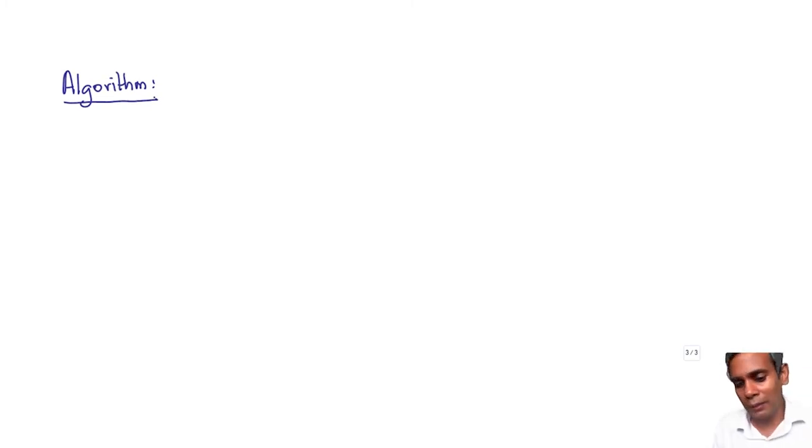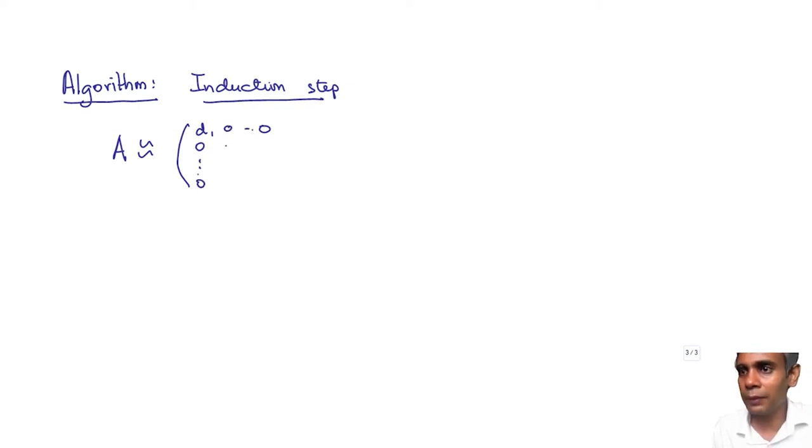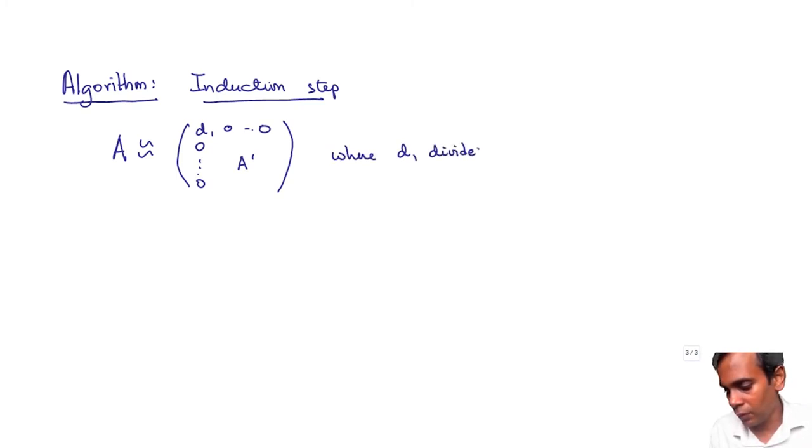So the algorithm will proceed by an induction step. So the main loop of the algorithm, so to speak, is an induction step. So the induction step says that A is similar to a matrix of the form d1, 0, 0, 0 here in the first row, 0, 0 in the first column, except for this first entry, and then another matrix A prime, where d1 divides all the entries of A prime.